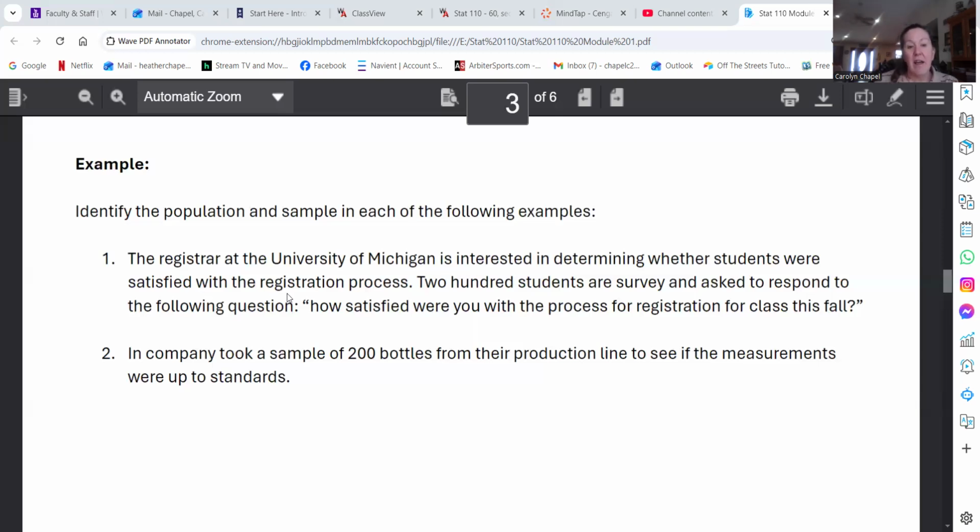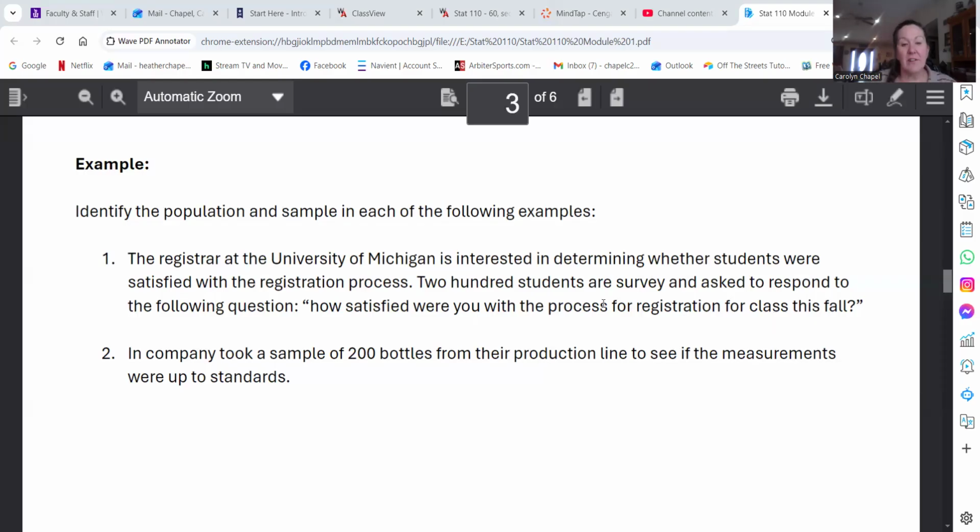The registrar at the University of Michigan is interested in determining whether students were satisfied with the registration process. 200 students are surveyed and asked to respond to the following question. How satisfied were you with the process of registration for this class this fall?